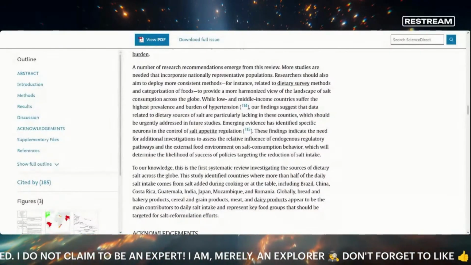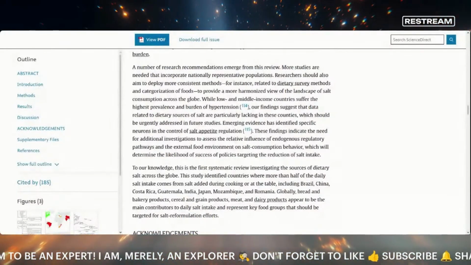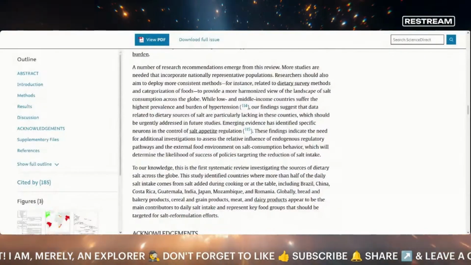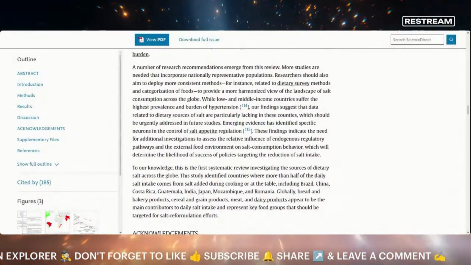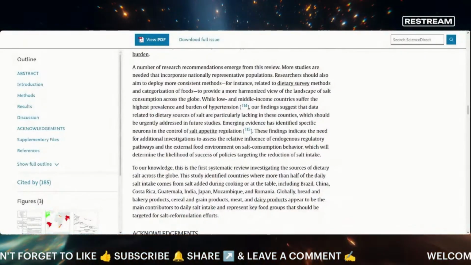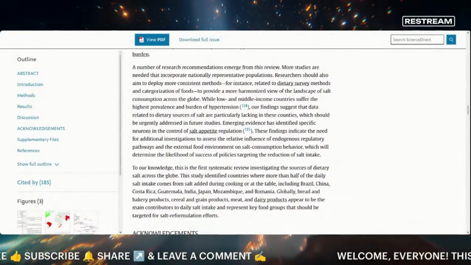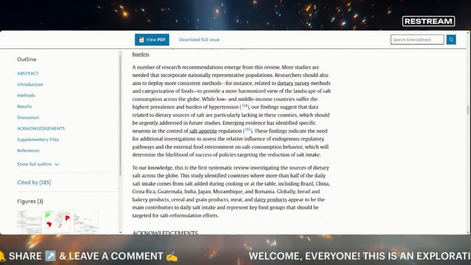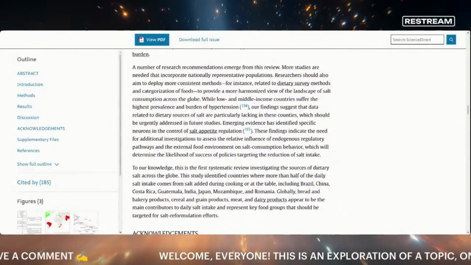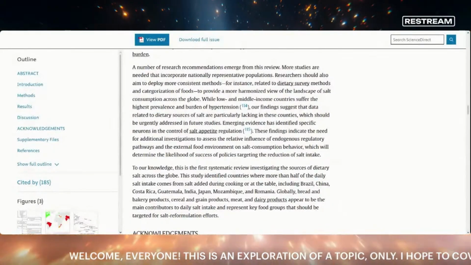Evidence has identified specific neurons in the control of salt appetite regulation. These findings indicate the need for additional investigations to assess the relative influence of endogenous, is that how you pronounce that?